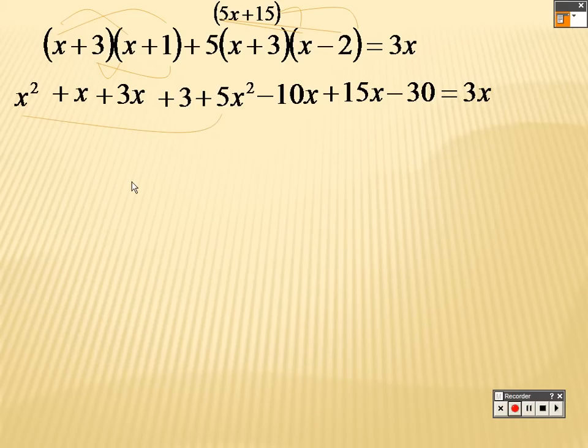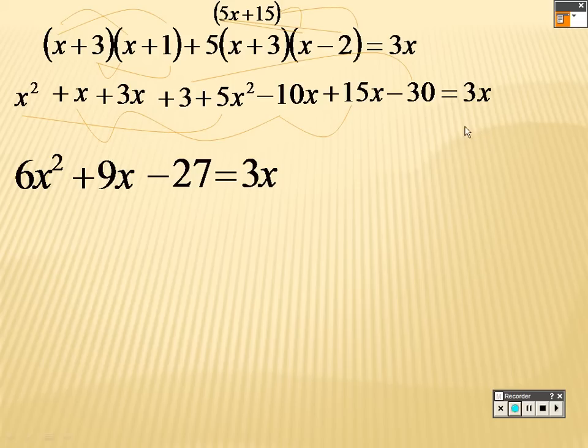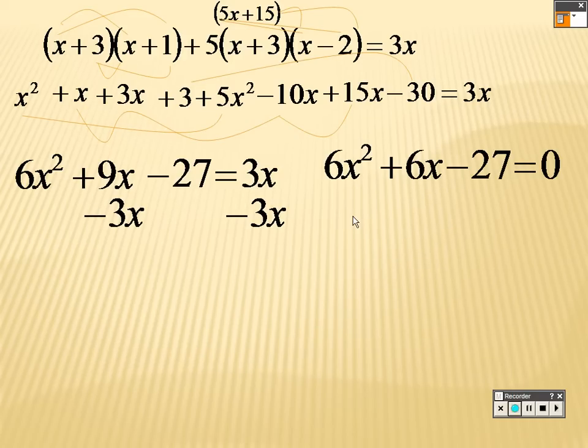I have an x squared and a 5x squared, so that's 6x squared. I have an x plus 3x is 4x. 4x minus 10x is negative 6x. Negative 6x plus 15x is positive 9x. And I have a 3 and a negative 30, so it's negative 27 with a 3x left over on that side. I notice this is an x squared, so it's a quadratic. So I'm going to minus a 3x. Because it's a quadratic, I want to get everything onto one side that I can. So 9 minus 3 is 6x.